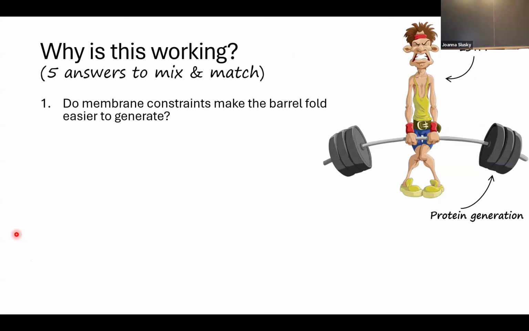Perhaps membrane constraints make the barrel fold easier to generate. We talked about how we're converging onto this one fold. Maybe in some way, the fact that there are so many constraints preferring the beta barrel makes it more likely to be able to generate it simply.